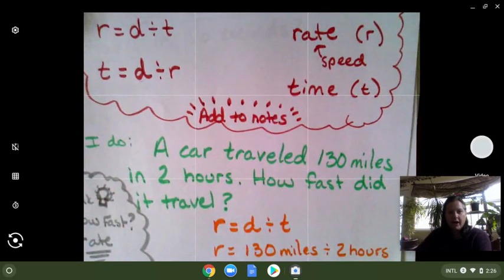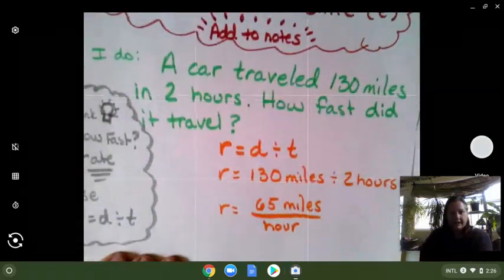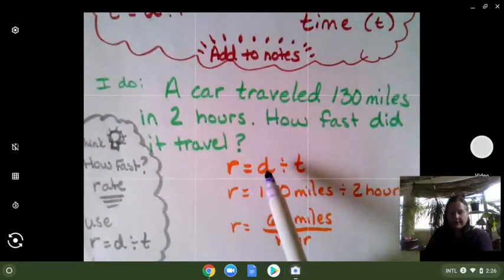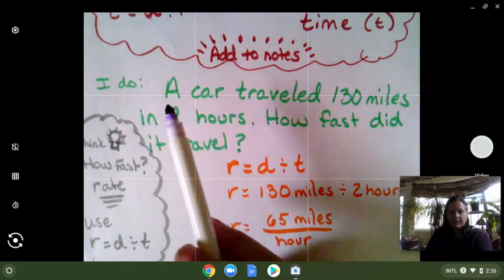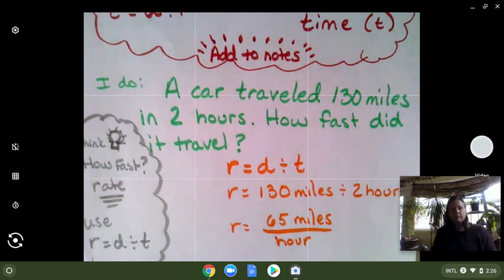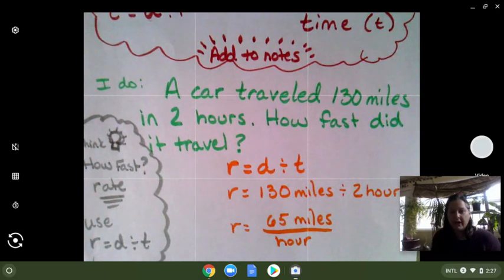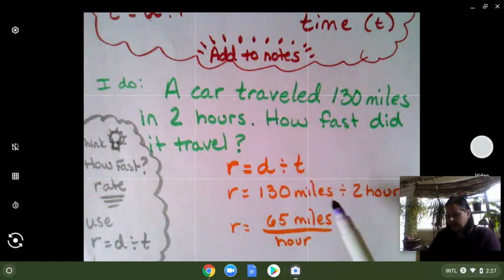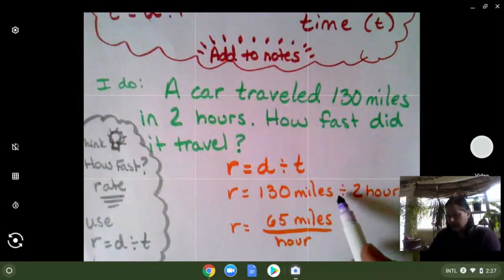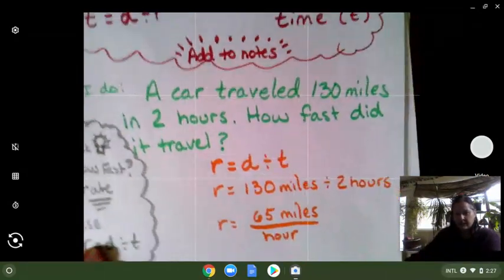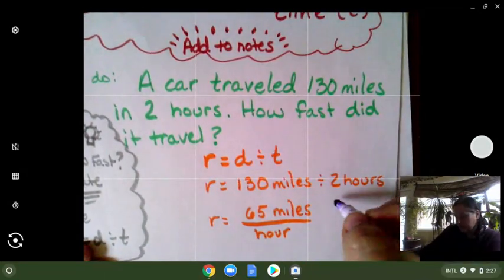So we're going to do R equals D divided by T. So that is going to be the formula we use. Rate equals distance divided by time. Then we have to look for our distance and our time so we can put those into our equation. A car traveled 130 miles. So that is the distance. How far a car travels is the distance. So you're going to put that 130 in for the distance. And then the time is going to be the 2 hours. So you divide it by the time, which will look like this, 130 divided by 2 hours.